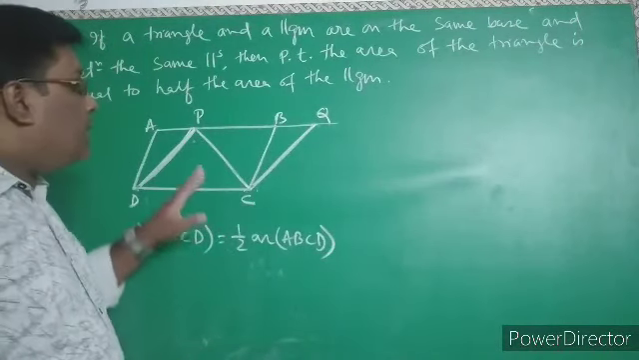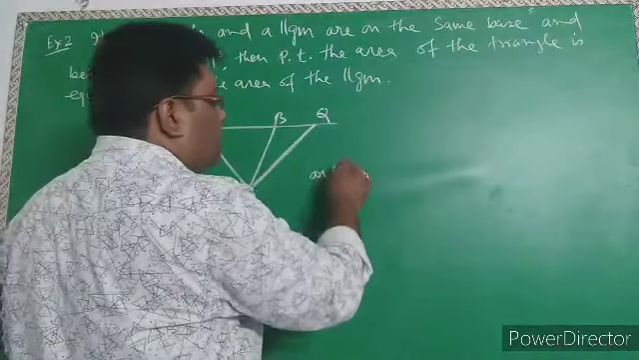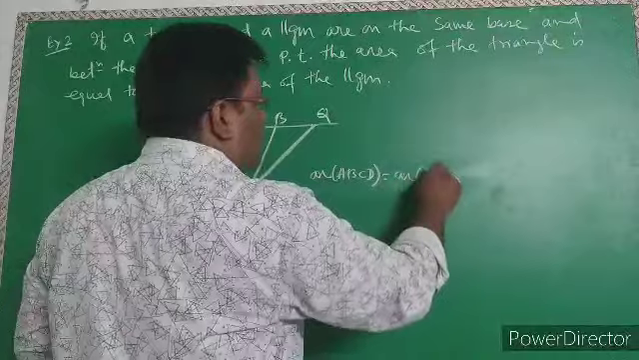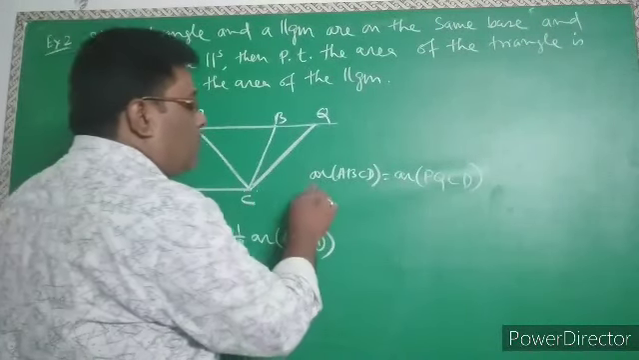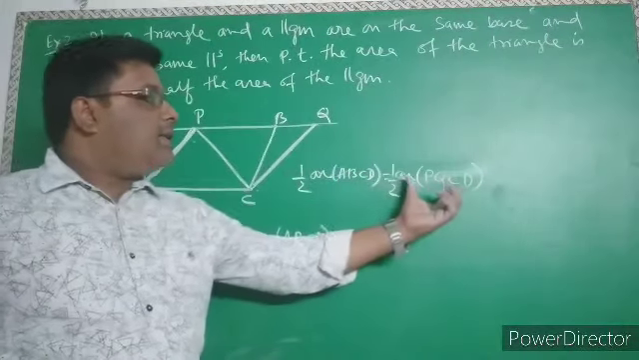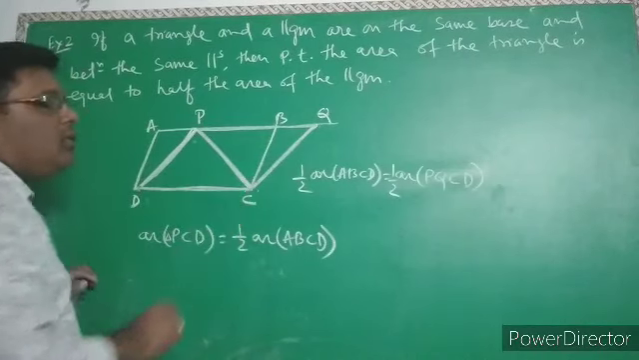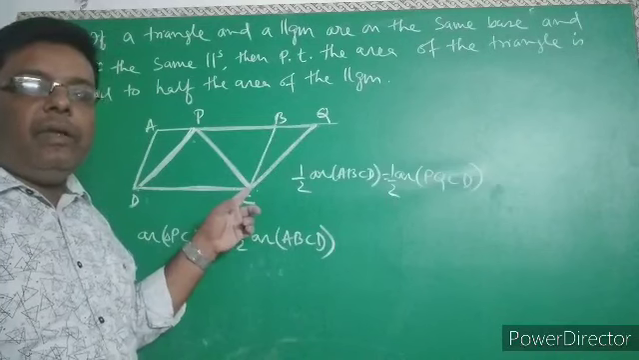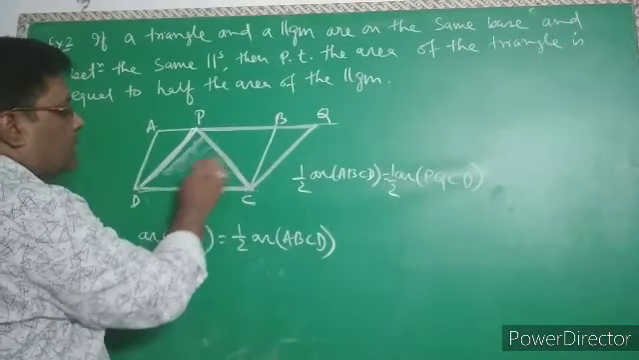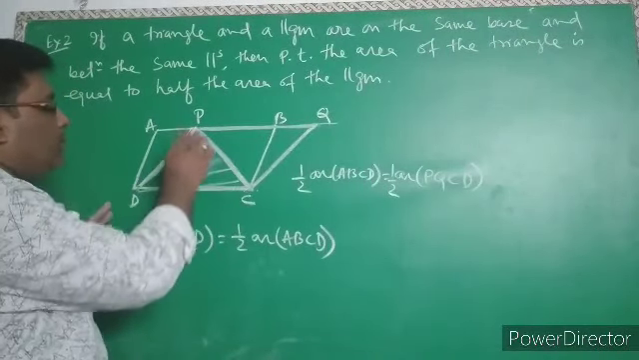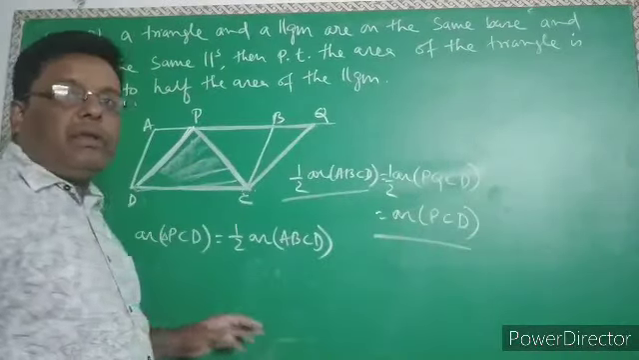So since they are parallelograms on the same base and between the same parallels, their areas must be equal by the above theorem. That is, we get area of ABCD is equal to area of PQCD. So if we multiply by half, in case of PQCD, PC is a diagonal, and we know that a diagonal divides a parallelogram into two equal triangles. That means half of PQCD will be PCD. That is, half of ABCD will be half of area of the given triangle.